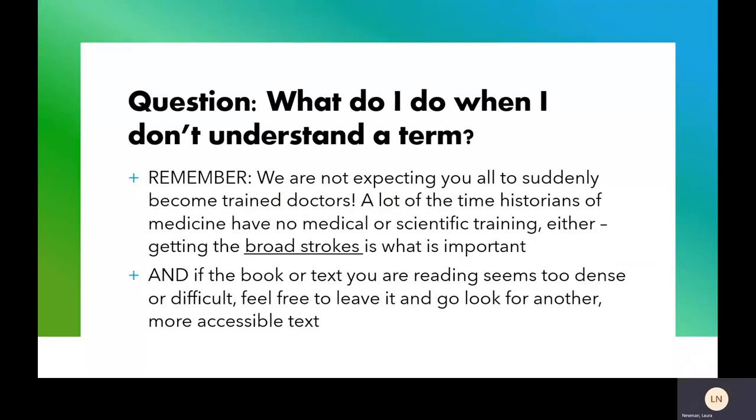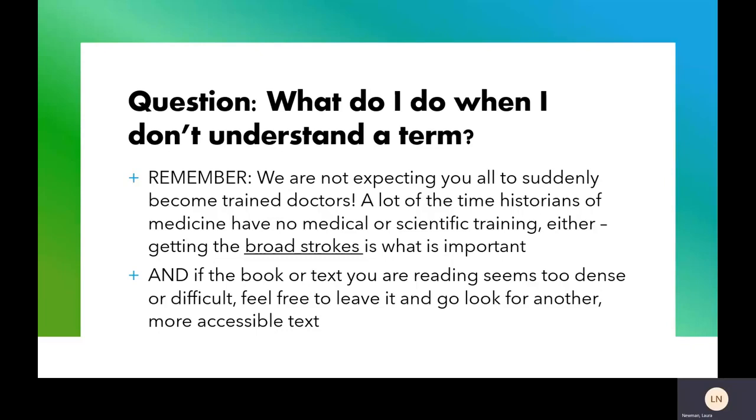Okay, so this I felt is important to address. What do you do when you don't understand a term? And I really need to emphasize this to you guys. We are not all expecting you to suddenly become trained doctors. A lot of the time I come across a term, I have no idea what it means. And that's absolutely fine. It's getting the broad strokes. That's what is important.